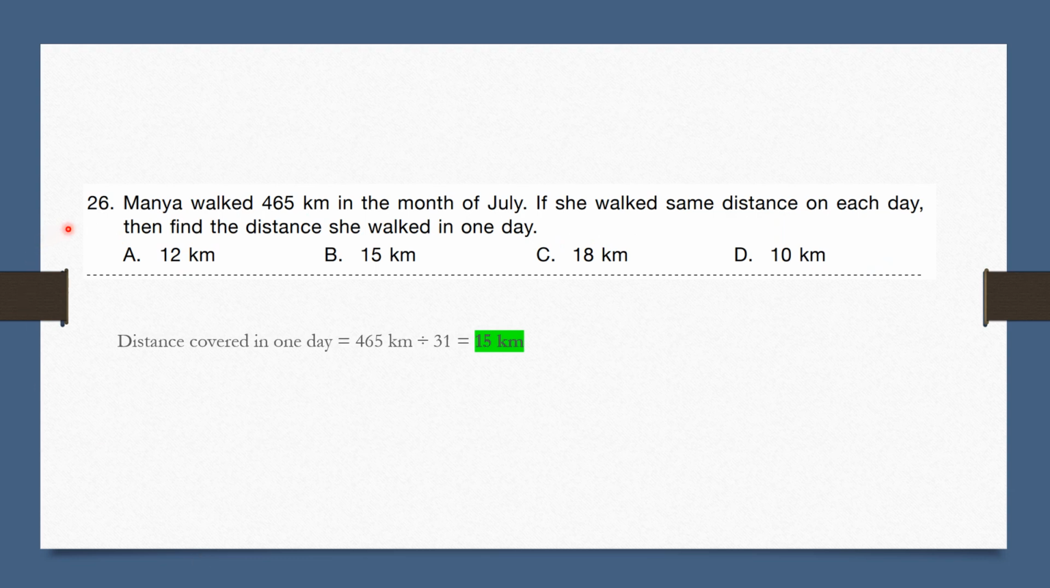Question number 26. Manya walked 465 km in the month of July. If she walked same distance on each day, then find the distance she walked in one day. So in July we have 31 days. And in total 31 days she walked 465 km. So in one day she covered the distance 465 km divided by 31, which is 15 km. So our answer is option B.